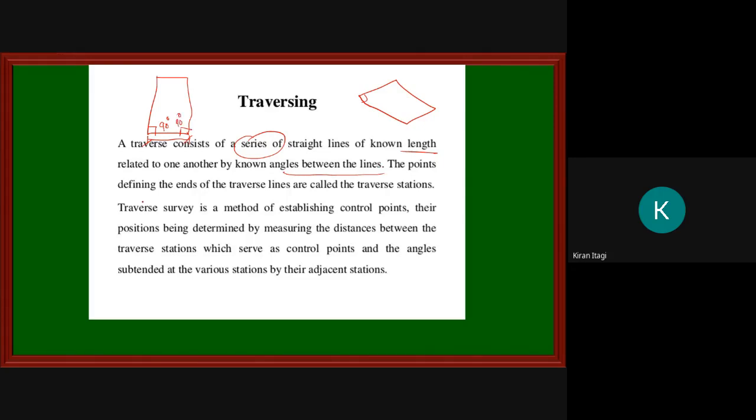The points defining the ends of the traverse lines are called traverse stations. Initially I said station A, station B, station C, and station D. The traverse survey is a method of establishing control points, their positions being determined by measuring the distance between the traverse stations, that is the distance between station A and station B, which serve as control points, and the angle subtended at the various stations by their adjacent stations. It may be 30 degree, or 20 degree, or sometimes 120 degree, whatever.